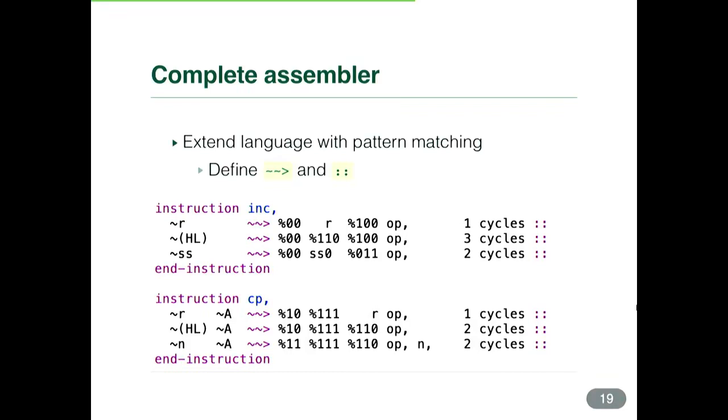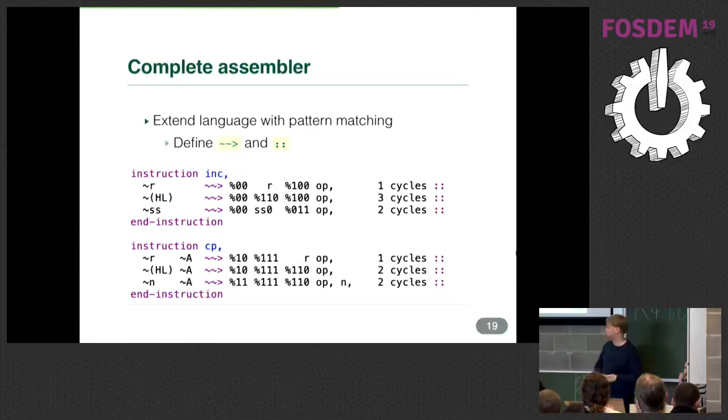So we define here the arrow words and the double colon words, and what it allows us to do is basically write a complete assembler. If you looked at the documentation of the CPU, you would find pretty much the same table that you see in code here, described in the manual as well. So we have an increment instruction, and for a normal register, we'd have certain opcodes. For the specific HL register, another opcode, etc.